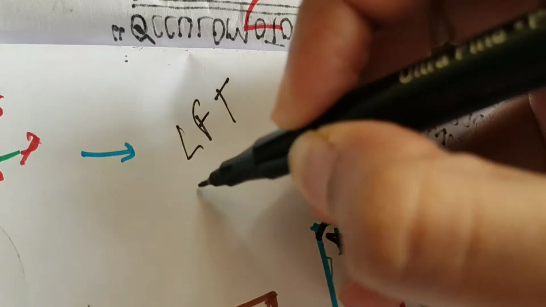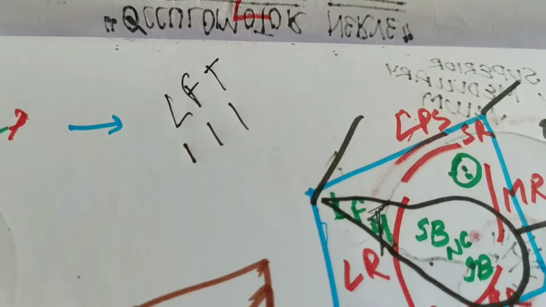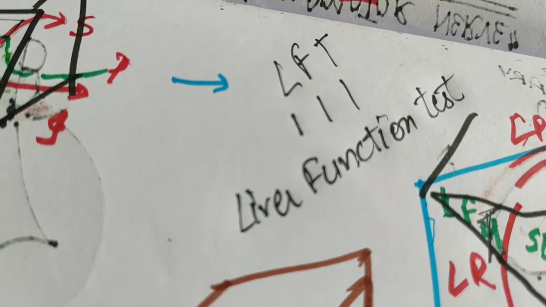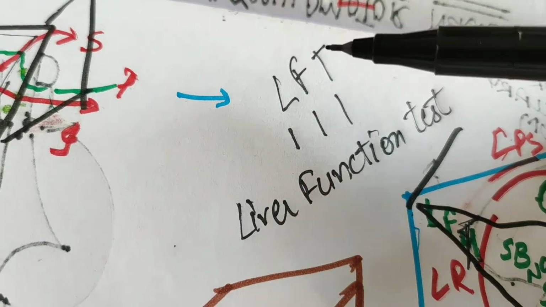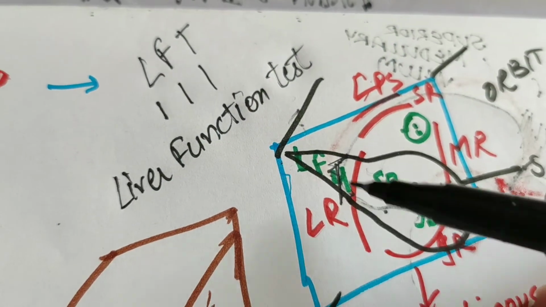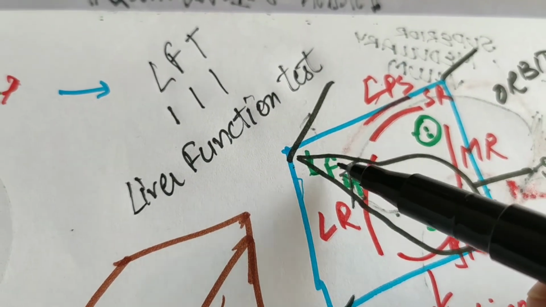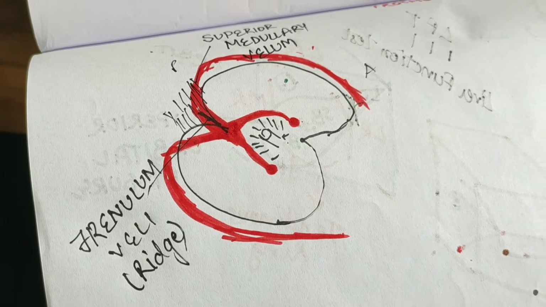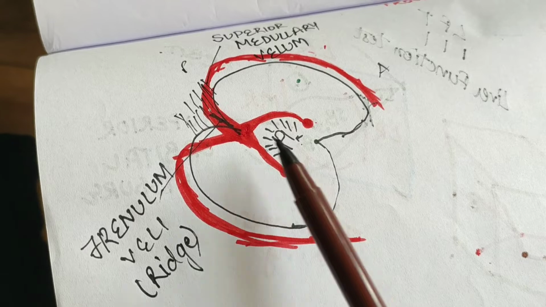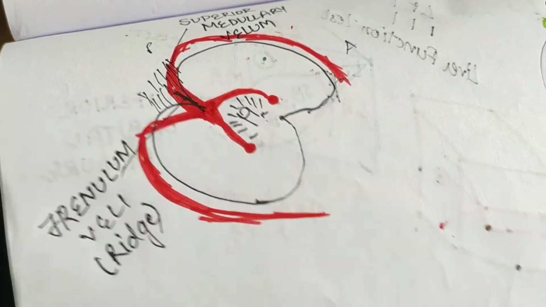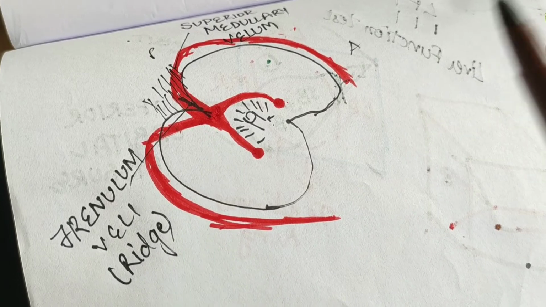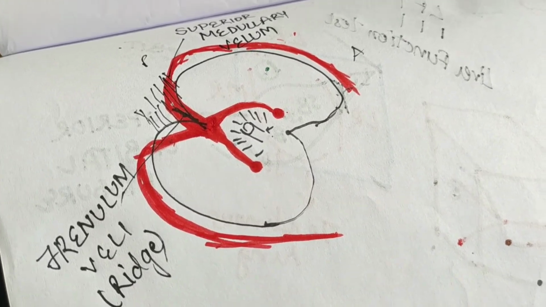So you can say it LFT, like liver function test. You can use it as a mnemonic: outside the tendinous ring goes LFT. The trochlear nerve has the longest intracranial course, as I told you, it goes behind and then ahead. And the sixth cranial nerve, which we'll discuss later, has the longest intradural course.